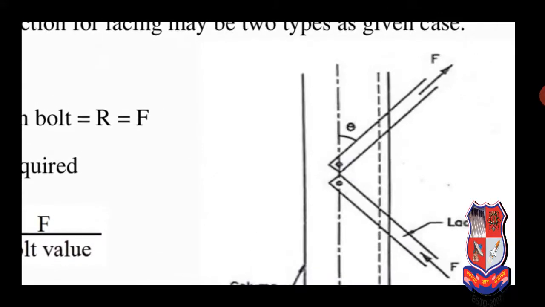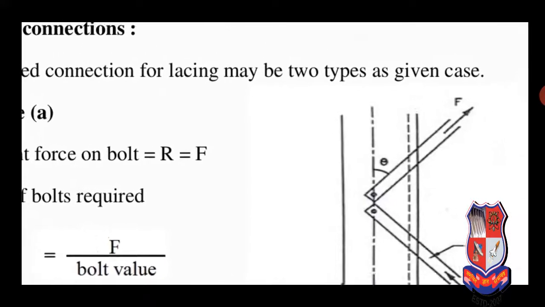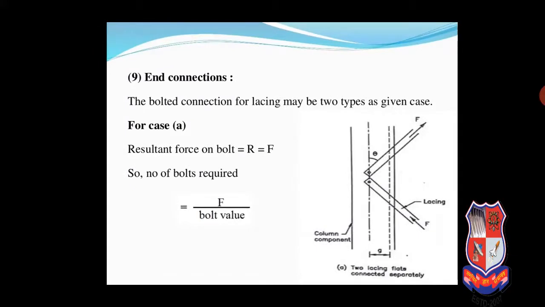You can see the figure of case A. We can provide different lacing plate with different bolting. We cannot provide overlap between these two. So in the first case, R is equal to F. So how can we find out the number of bolts? Number of bolts required is equal to total force divided by bolt value. Bolt value is the minimum value of shear capacity and bearing capacity of bolt. That will be discussed in types of bolt.